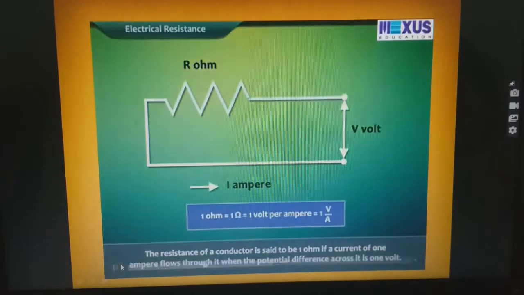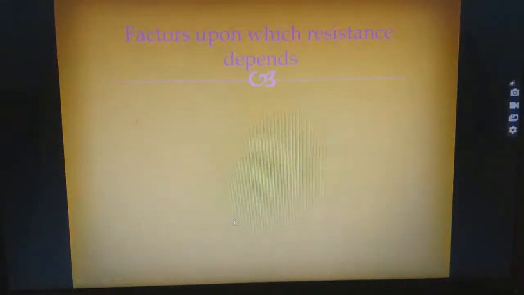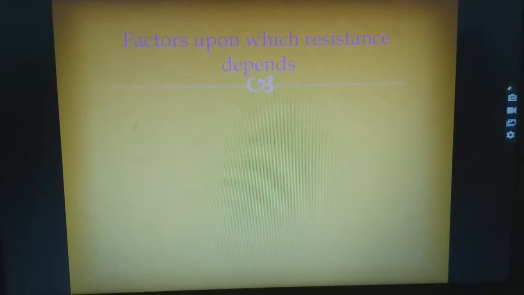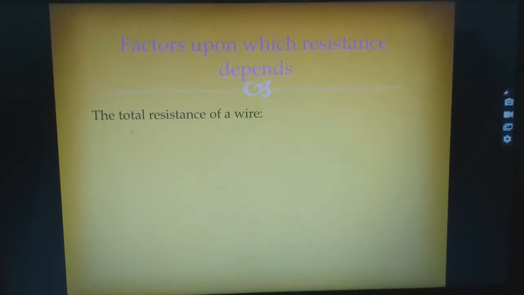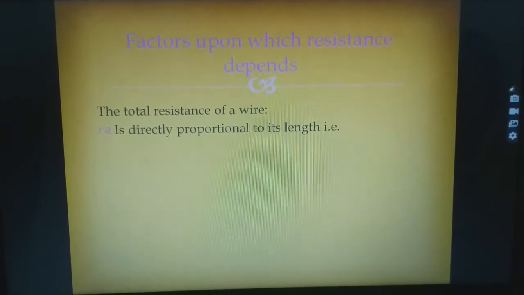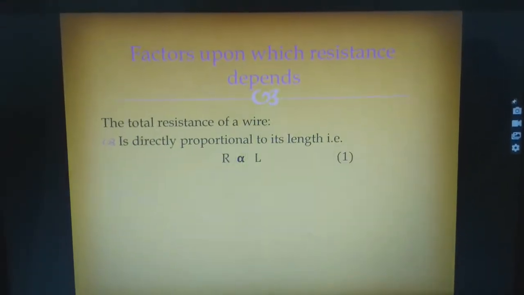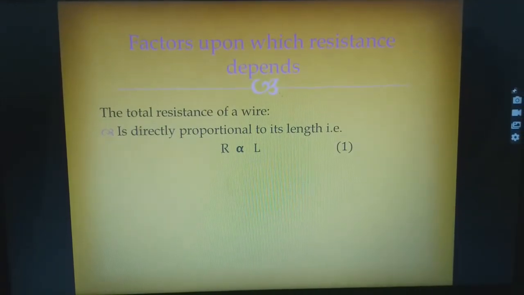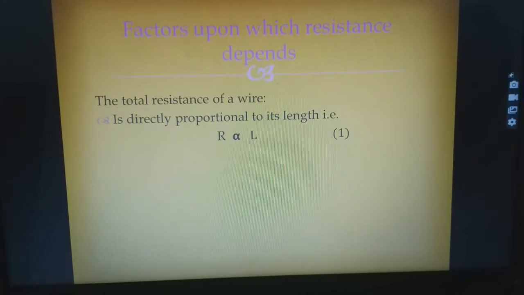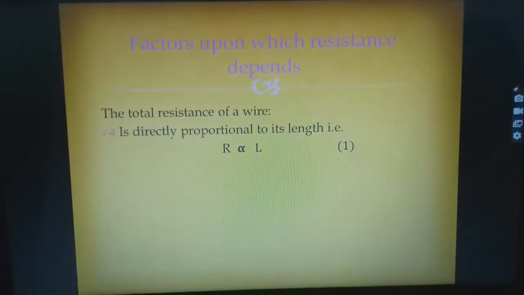Alright, we come to the factors upon which resistance depends. The total resistance of a wire is directly proportional to its length. It means R is directly proportional to L. What does it mean? Greater the length of a conducting wire, the more resistance it offers. Let it be equation number 1.